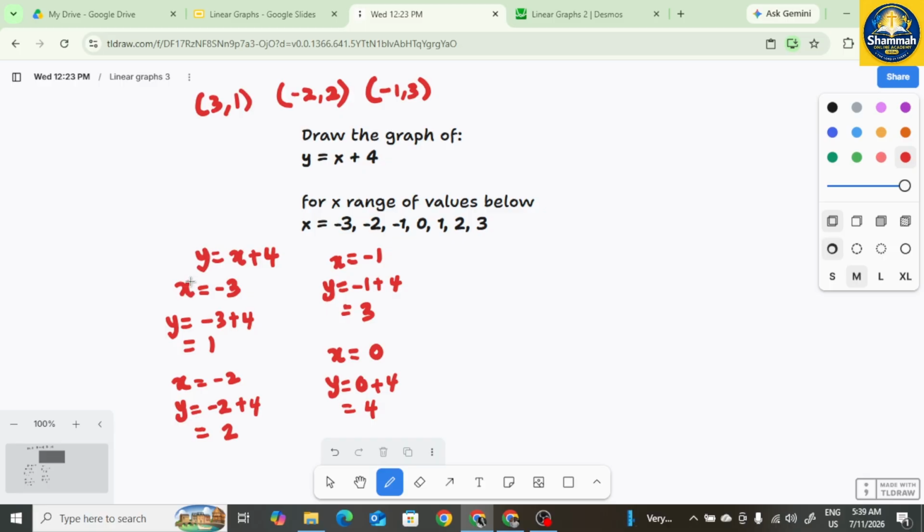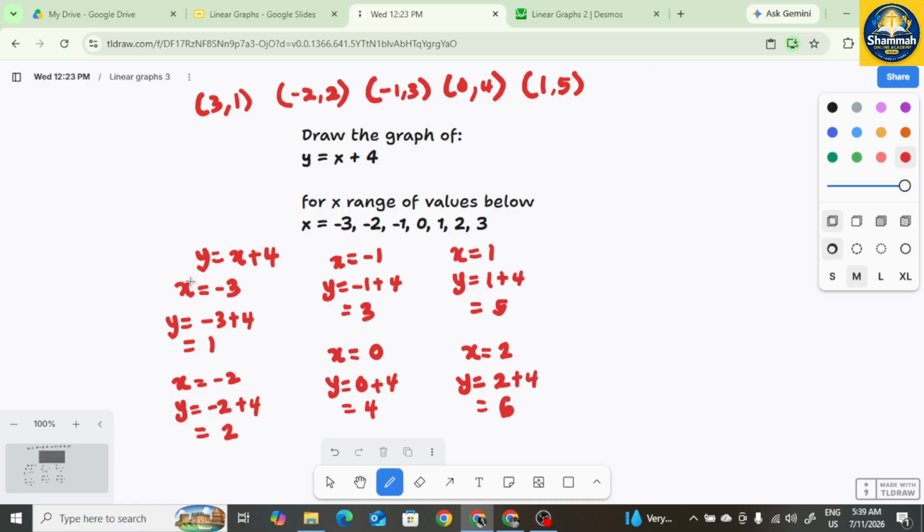4. So our next ordered pair will be 0 and 4. Then we have x equals 1. Y will be 1 plus 4, which gives us 5. So we have 1 and 5. Then we have x equals 2. So y will be 2 plus 4, which gives us 6. So our next ordered pair will be what?